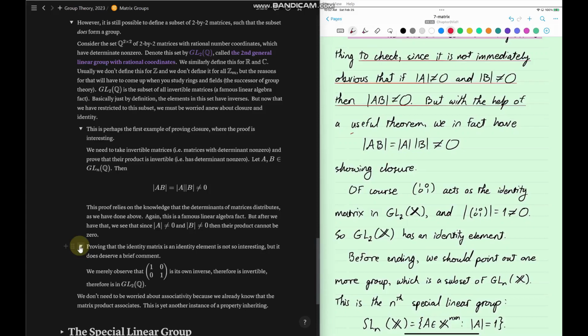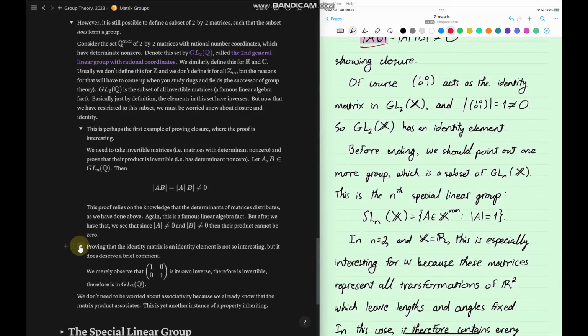But with the help of a useful theorem, we in fact have that the determinant of the product is the product of the determinants. Now, if we know that A has non-zero determinant and B has non-zero determinant, then this product is not zero, and that demonstrates the closure property.